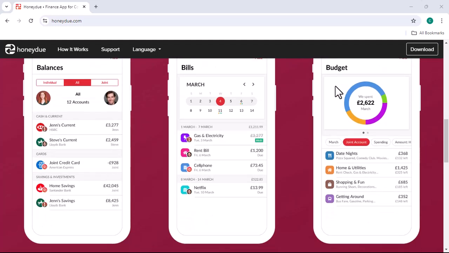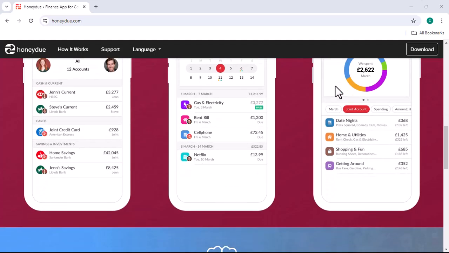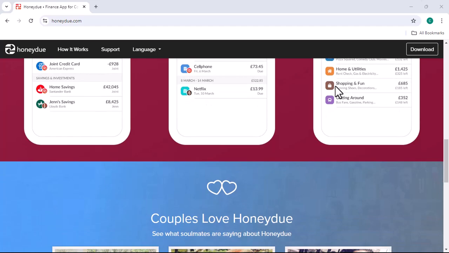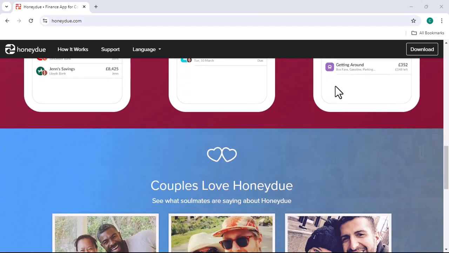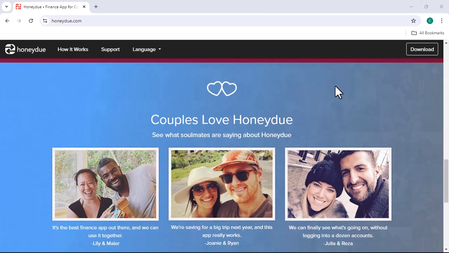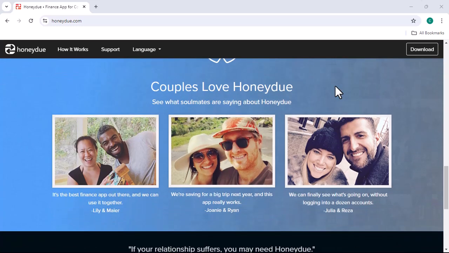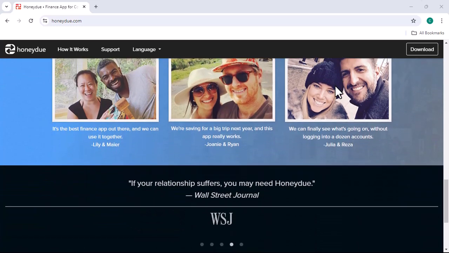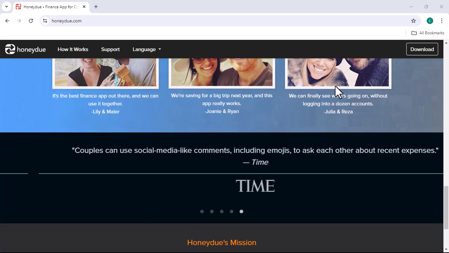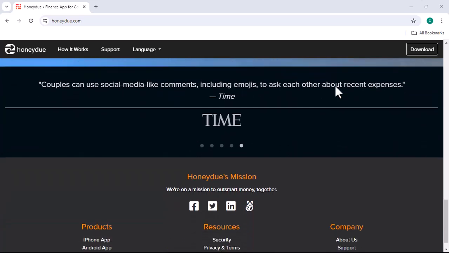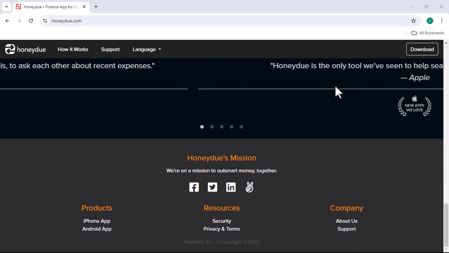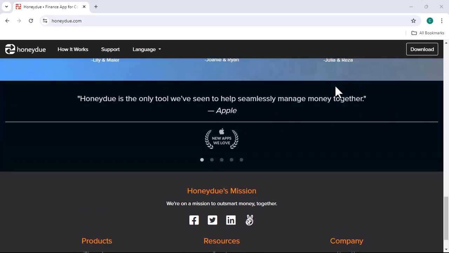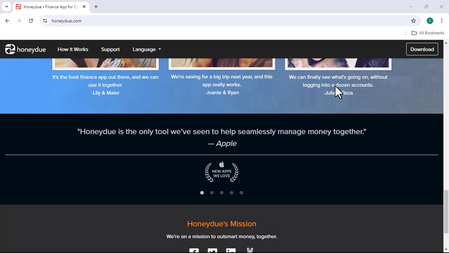So, grab your partner, a glass of wine, or tea, if that's your thing, and get ready to discover if Honeydue is the financial savior your relationship needs. Let's get started. We'll explore the app's features, benefits, user reviews, and availability. We'll also compare Honeydue to similar apps in the market. By the end of this video, you'll have a clear understanding of whether Honeydue is the right choice for you and your partner.